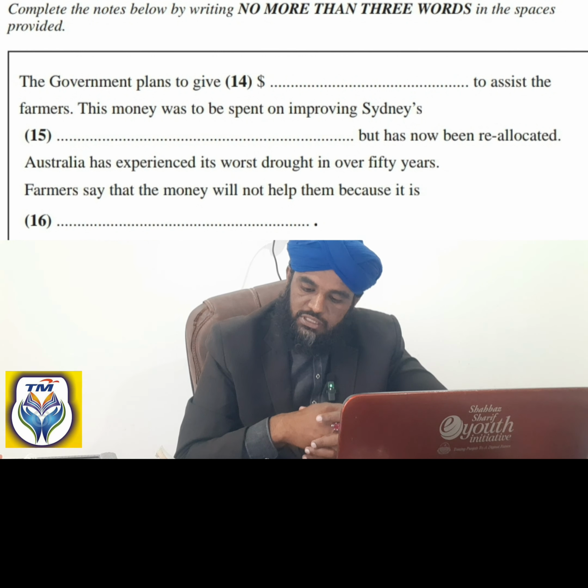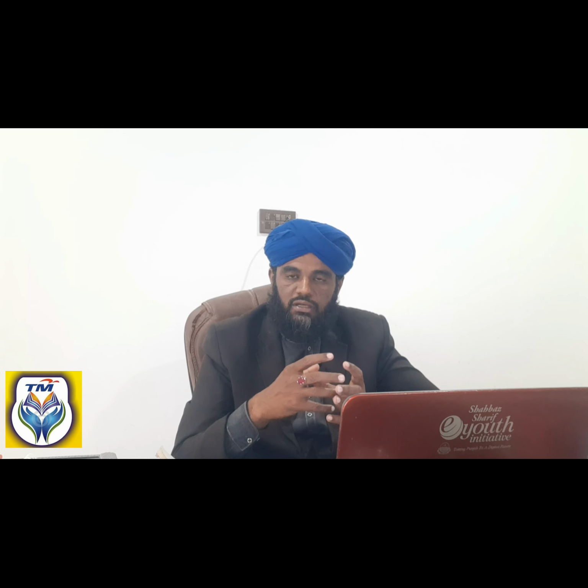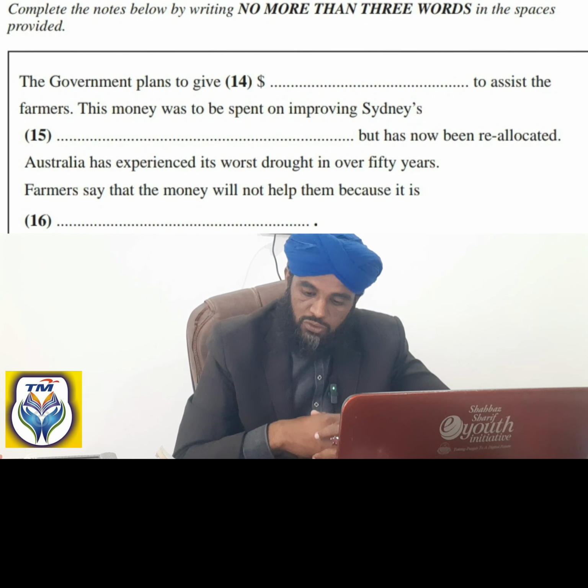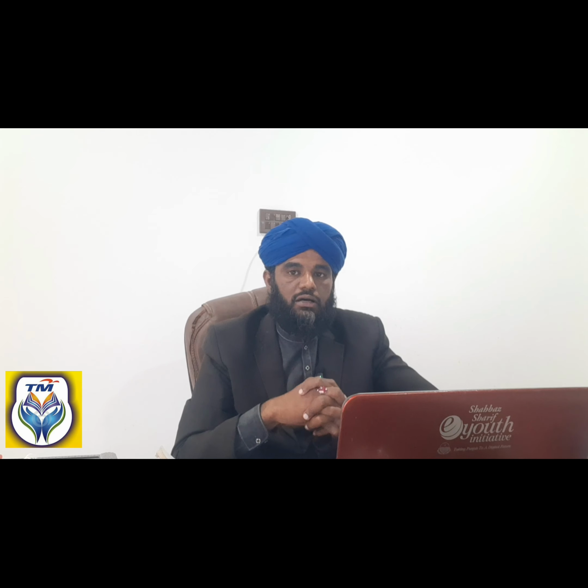Australia has experienced its worst drought in over 50 years. So in Australia, the Sydney area, the drought has come and it has covered a lot of area. So farmers say that the money will not help them because it is a dash. Why the money which has been promised to the farmers? Farmers are saying that this money that has been promised is not going to be beneficial for us. Why? It would be checked in the recording.